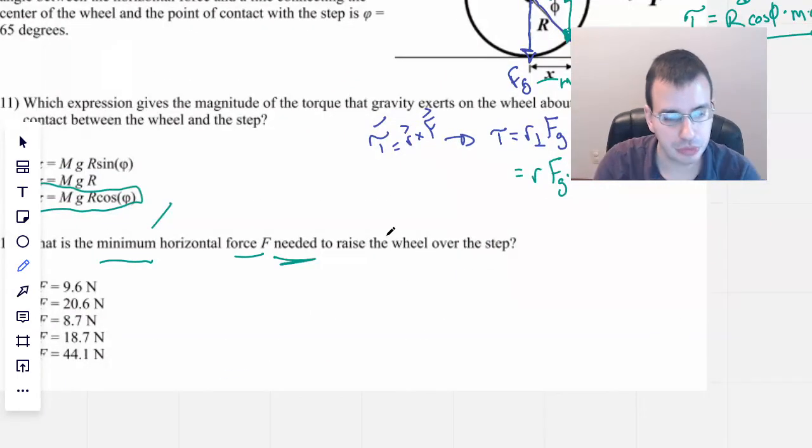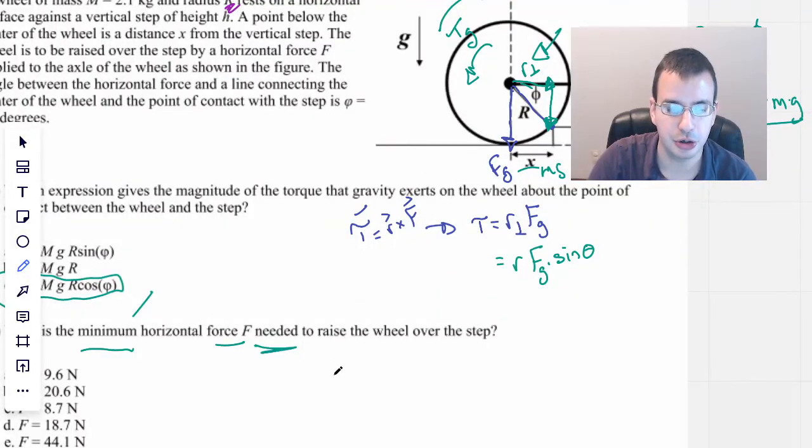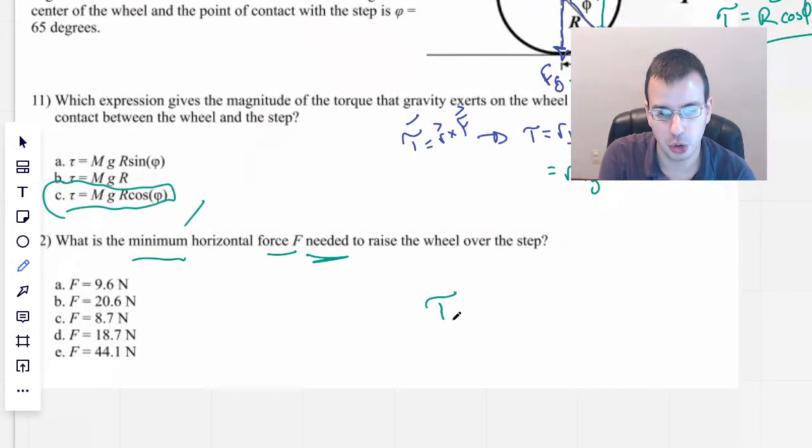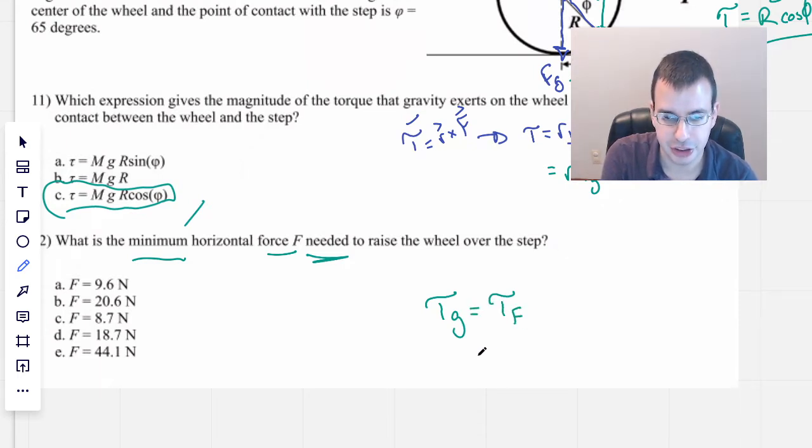So what we want to say then is we'll look at this part right here, torque force and torque gravity. I'm going to say torque gravity equals torque force. We already know what torque gravity is because we just found that out.